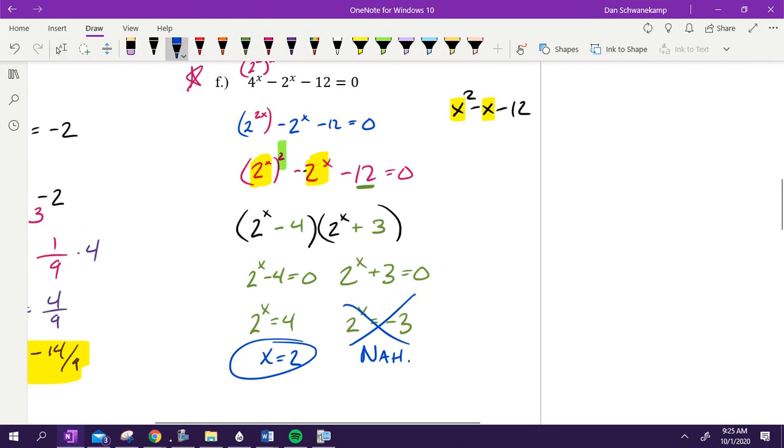Okay, and you could have plugged in 2 and figured out that that gave me 0, but that's the idea that we're trying to work with there. Questions?